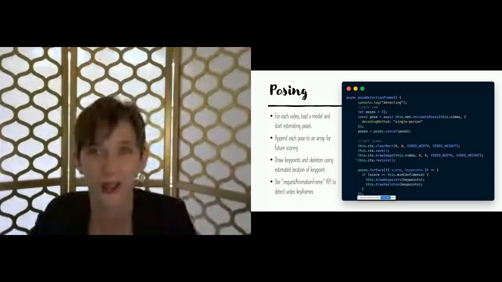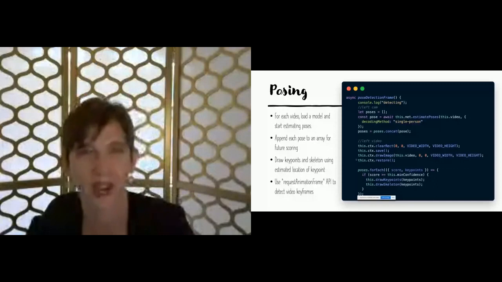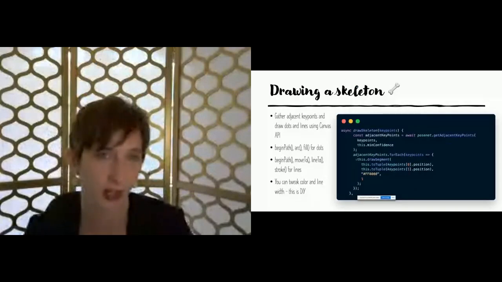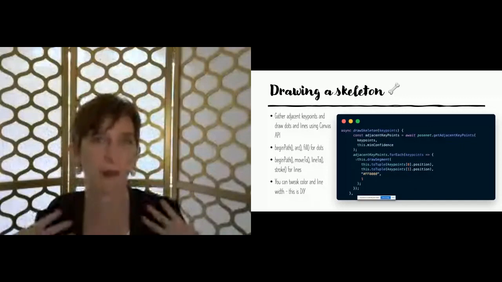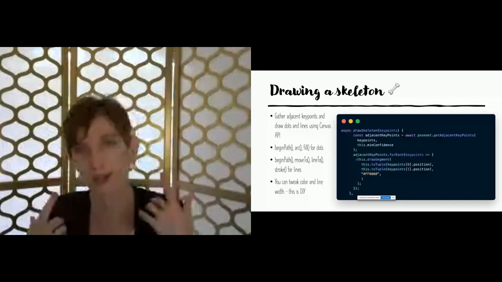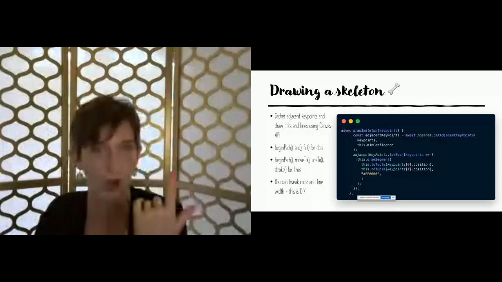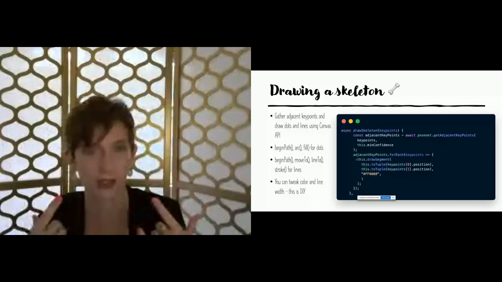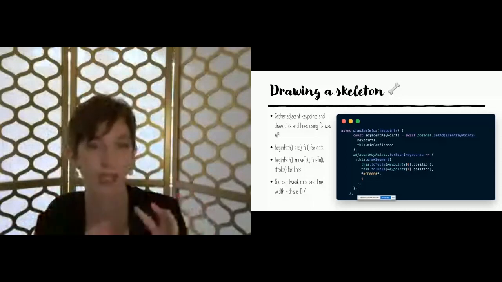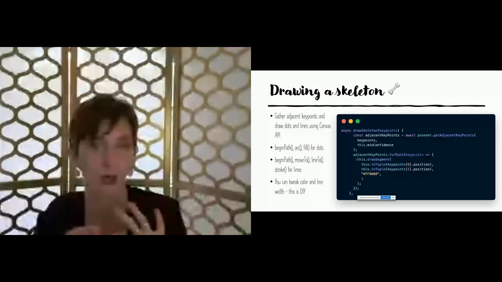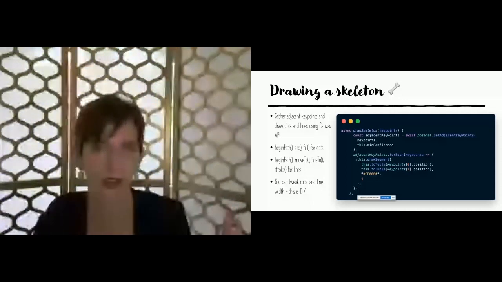Okay. Drawing the skeleton, so starting to sound like Halloween. Okay, so to draw the skeleton, like I said, you have to do it yourself. So you gather the adjacent key points and then draw dots and lines using the Canvas API. So for the dots, you use an API like begin path, an arc, and fill with a color for the dots. And then for the lines, you have begin path and move to the second key point, create a line to that second key point and give it a nice stroke.